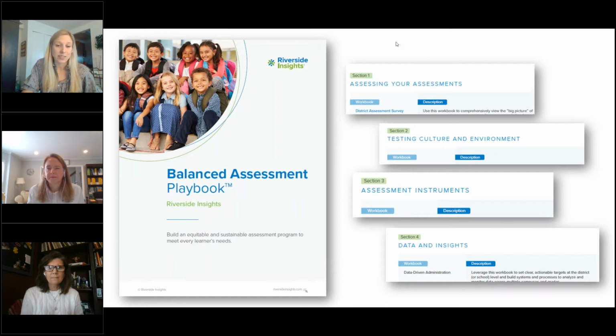Section 3 is about assessment instruments. How are you choosing the assessments that you're administering to students? And do you have the right criteria in place to really ensure that you are choosing the best assessment tool for your learners? And then section 4 is about data and insights. So how are you using the data in the classroom to really make academic decisions for your students? So these are the 4 sections.